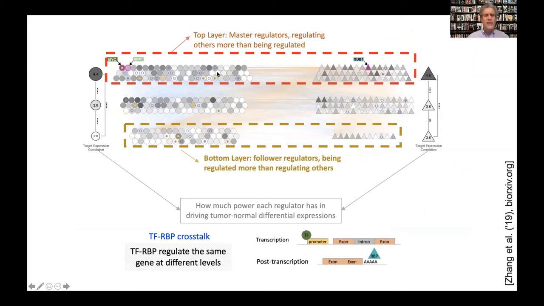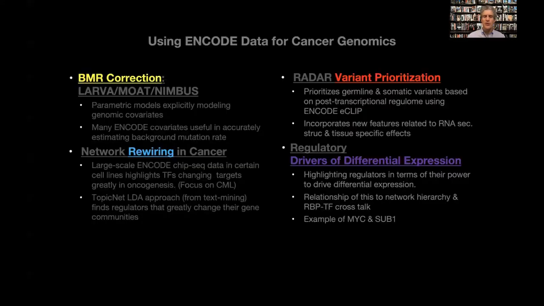And here we find that the things at the top of the hierarchy, both the RNA binding proteins and also the TFs, tend to drive gene expression the most. So here's the TFs, and here's the RNA binding proteins, and here's the average correlation with change in gene expression. There's a lot of crosstalk between the TF and RNA networks. And just to highlight, here's MYC and SUB1, and we just point out that these can really act together on the same genes, in fact, promoting transcription and also post-transcriptional regulation.